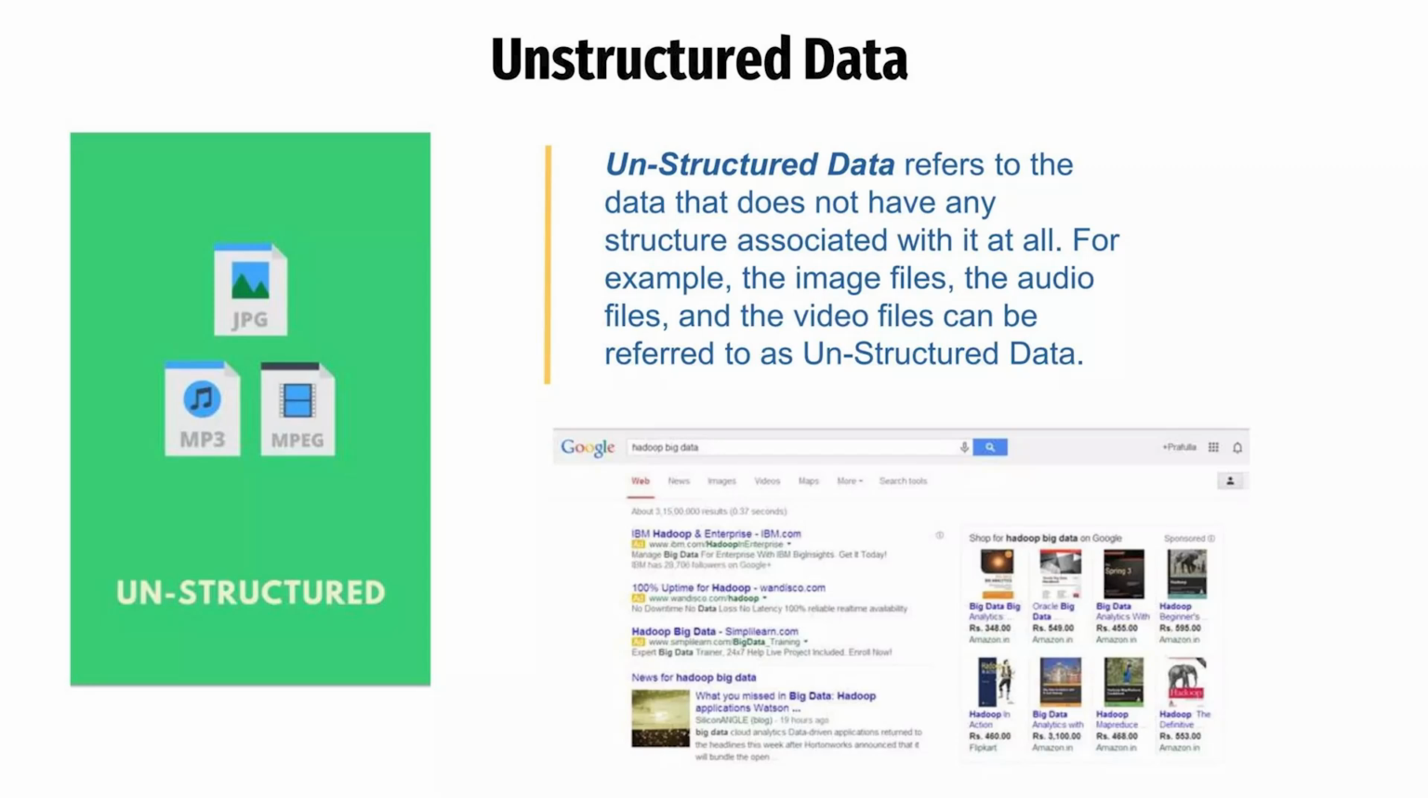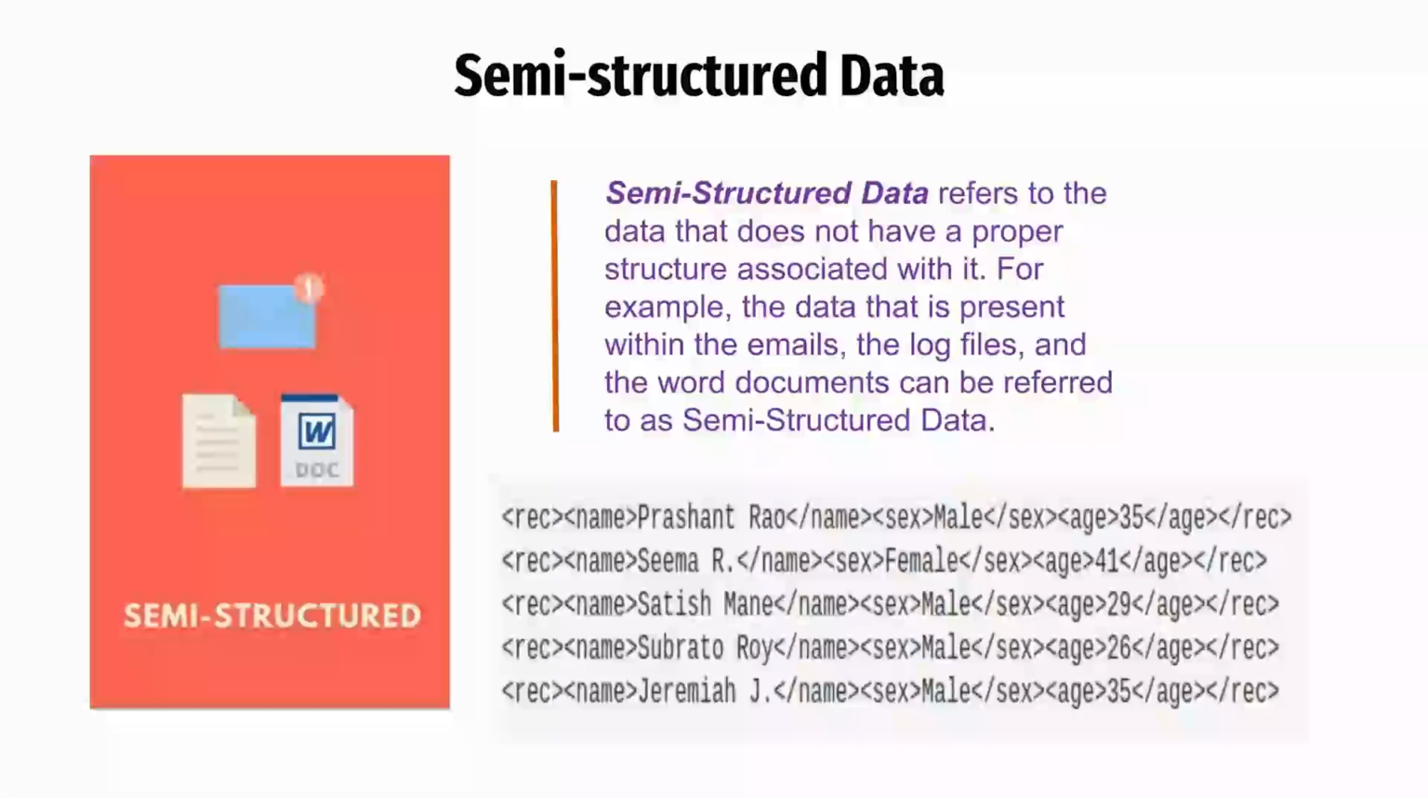Next one, we talk about semi-structured data. Semi-structured data refers to the data that does not have a proper structure associated with it. For example, the data that is present within the emails, the log files, and the Word documents can be referred to as semi-structured data. For example, we take an HTML file, HTML language, that is called semi-structured data.